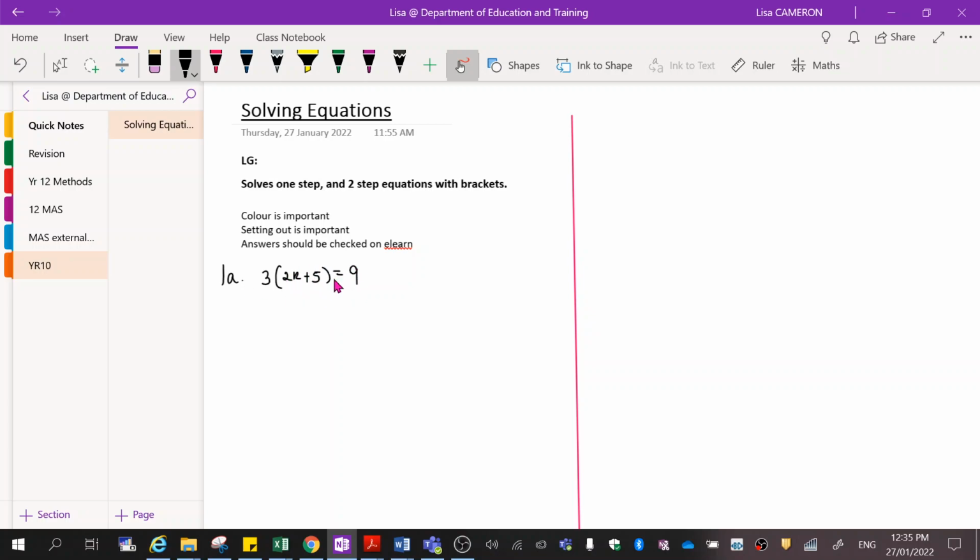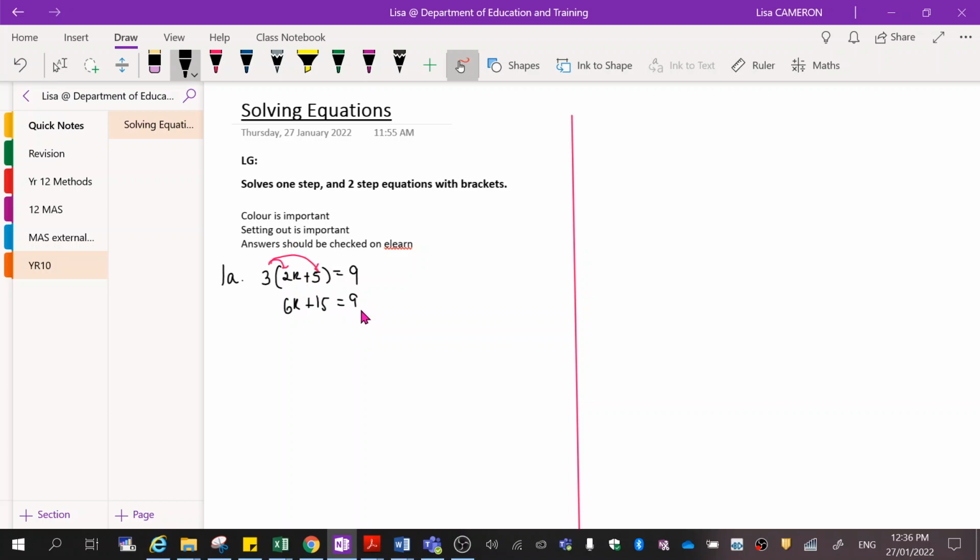Okay, so when we're solving things like this, there are 2 different ways that you could start this question off and you get exactly the same answer. The first thing I'm going to do though is I'm going to expand. So when I expand this bracket, the 3 is going to multiply the 2k and the 3 is going to multiply the 5. So 3 times 2k will make 6k. And 3 times 5 will make 15. And that's still going to be equal to 9.